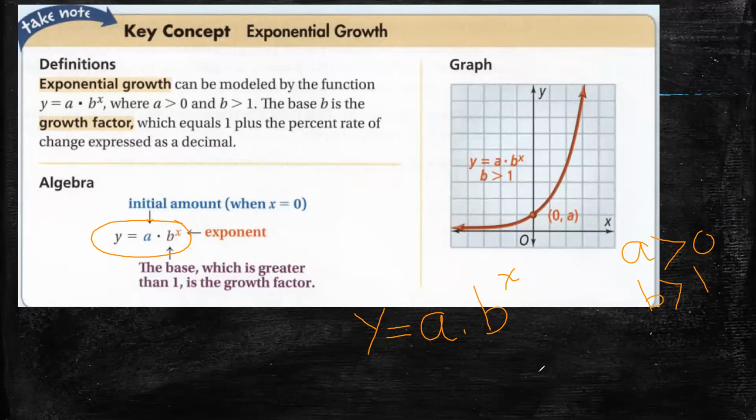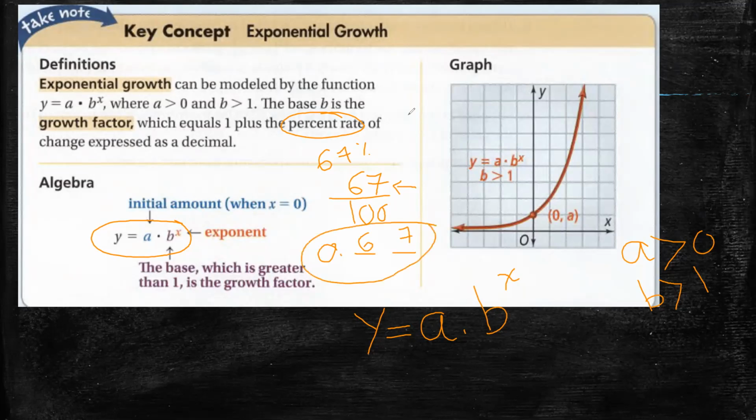How can I find b? Sometimes in the question, they give me the percent rate, like 67%. The 67% is 67 over 100. Is it right? Yes, teacher. Then I want to write it now as a decimal. I told you how many zeros we have for the 100. We have 2 zeros. So I start to write from the right: 7 here and 6 here. So 67% can be written as 0.67.